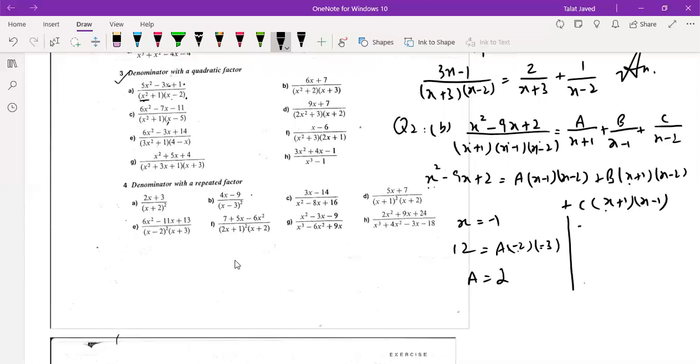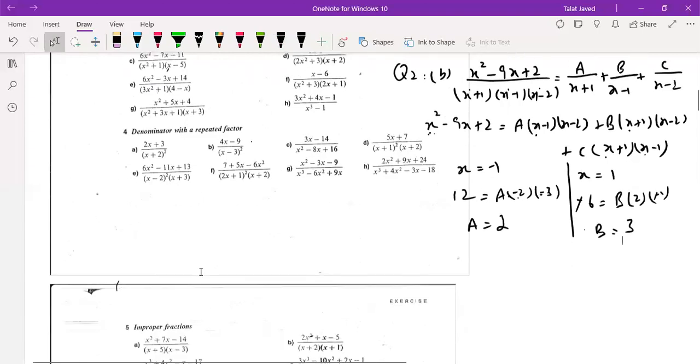Next linear factor is x minus 1. We put x minus 1 equal to 0. We get x equal to 1. When we substitute this value of x in this equation, we get 1 minus 9 plus 2, which is minus 6. When we put 1 there, the other terms will be 0. Again, we can find the value of b: 1 plus 1 is 2, and 1 minus 2 is minus 1, so b times minus 2 equals minus 6. So b will be equal to 3.